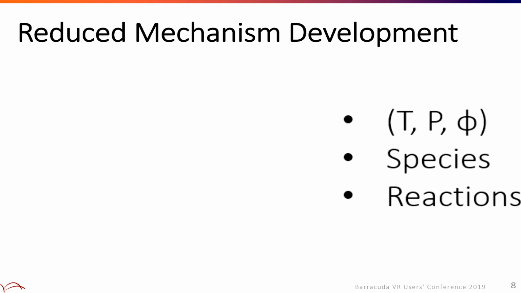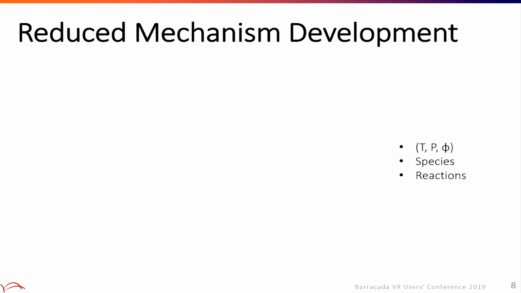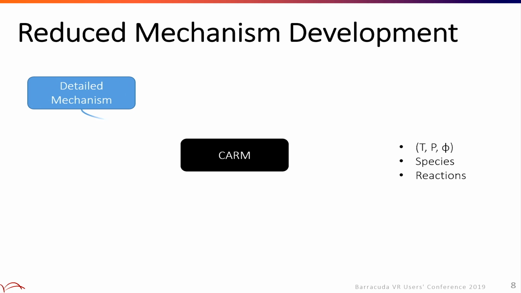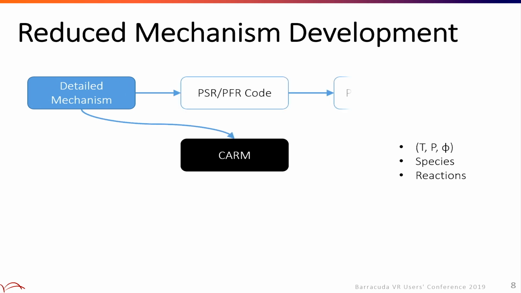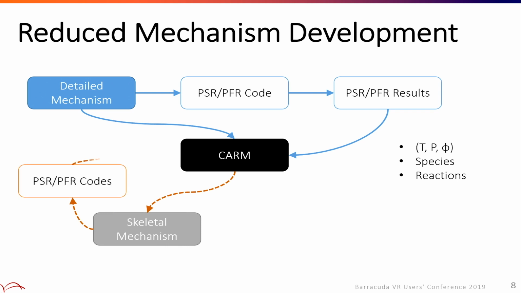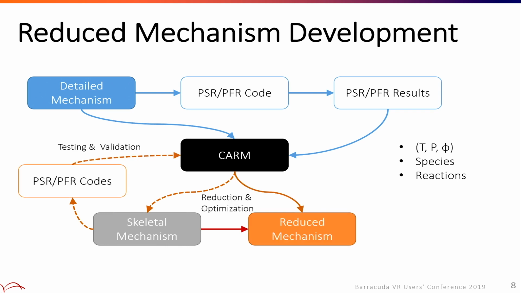For the development, you have to define your parametric space of interest as a function of temperature, pressure, and stoichiometry ratio. You want to define your species and the reactions. Based on that, you can establish a detailed mechanism, run some simple reactor codes, and feed the results into CARM, and use that information to develop a skeleton mechanism, run the code again, reduce and optimize, and come up with a reduced mechanism that can be used in the CFD codes.